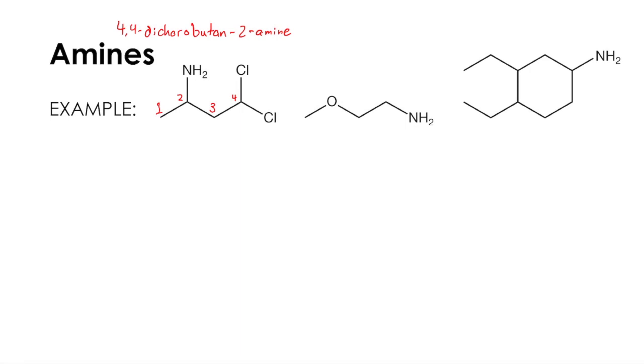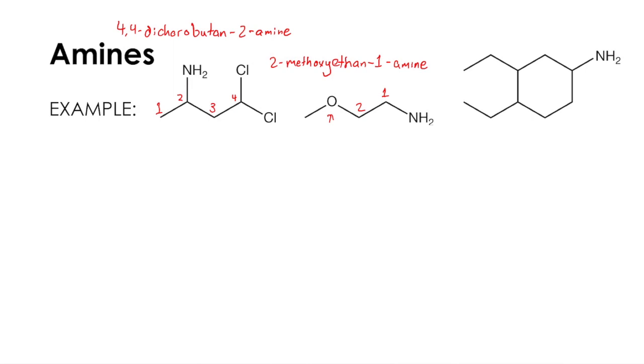So in this case, the longest carbon chain with the amine group on it is actually 1, 2, like that. So this methoxy is a substituent. And so that's going to be in the very beginning of the name. 2-methoxy, and then the chain name, ending in 1-amine, because the amine group is on carbon 1.